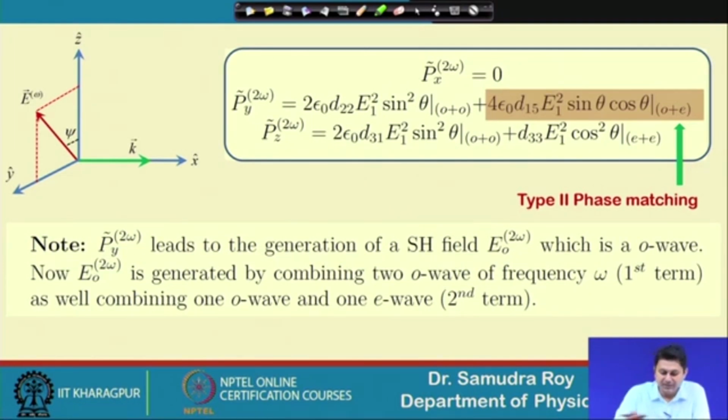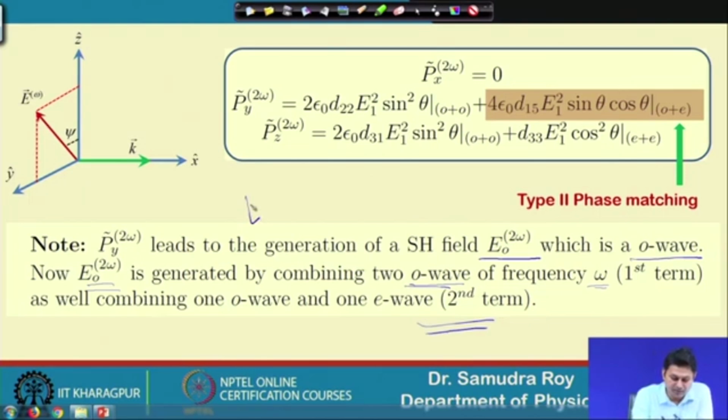So, now as I mentioned, this shaded term is a type 2 kind of phase matching, where P y leads to generation of second harmonic along y direction, we call it E 2 y. Which is an ordinary wave, and E 2 omega is generated with the combination of one ordinary wave of frequency omega, that is the first term here, and another combination of 2 omega, which is the second term here.